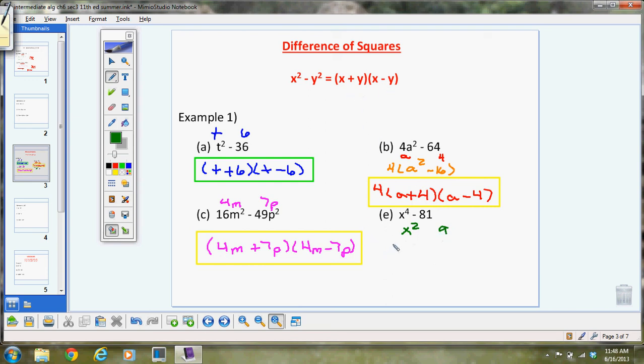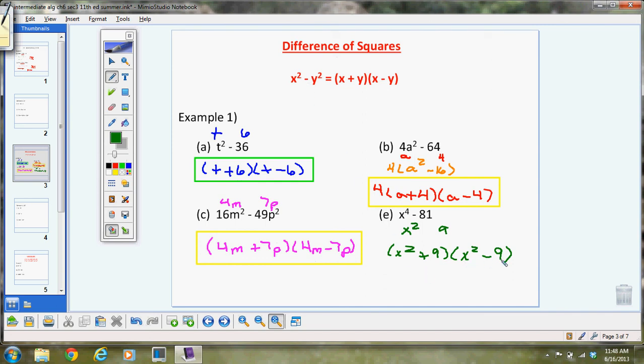It's going to be the first one plus the second one. That would be x squared plus 9. And then the first one minus the second one. And that would be x squared minus 9. Now the reason this one's a little bit trickier, let's look at all these. I had t minus 6, no squares. A minus 4, no squares. And 4m minus 7p, no squares. Notice I don't care about the positive ones. This only works for negative, okay?